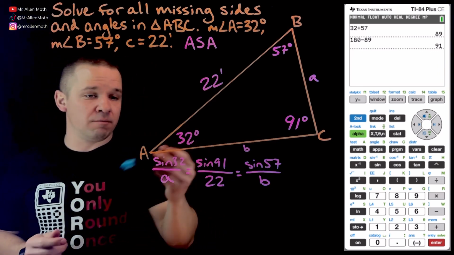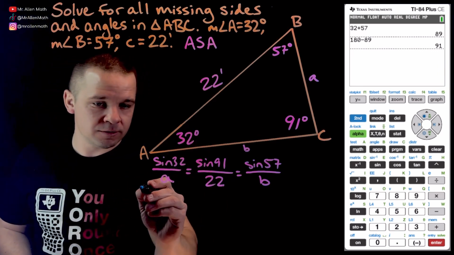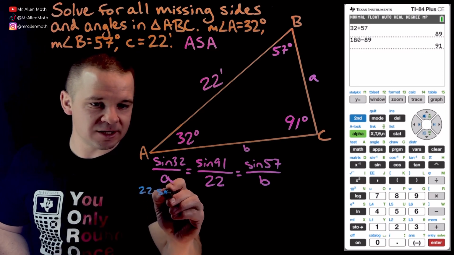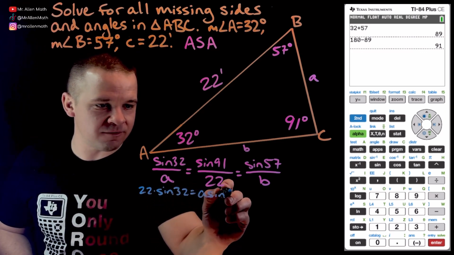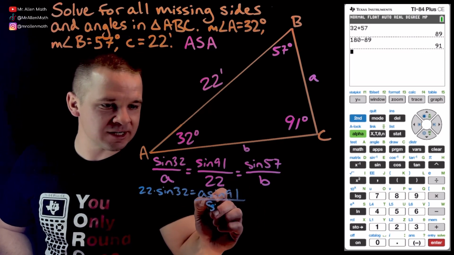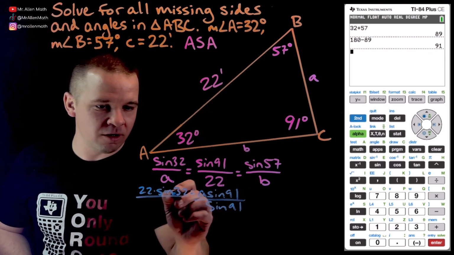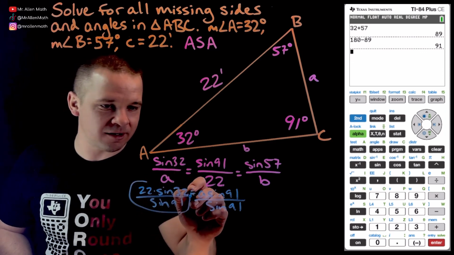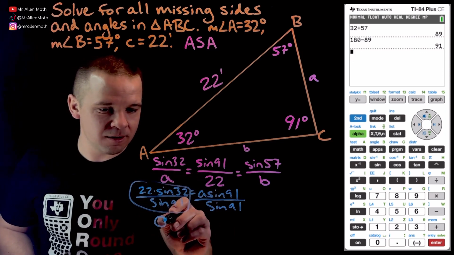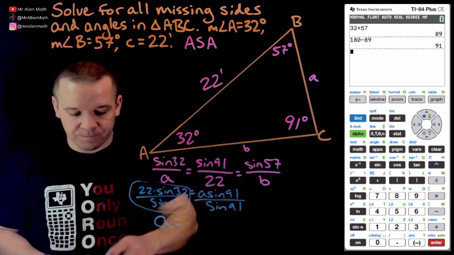I'll do the first one here in blue. So we got 22 times the sine of 32 equals a times the sine of 91, and then I'll divide by sine 91. All of it gets divided by sine 91. Okay, so this is what I'm going to type in my calculator right here, and that's going to give me little a.